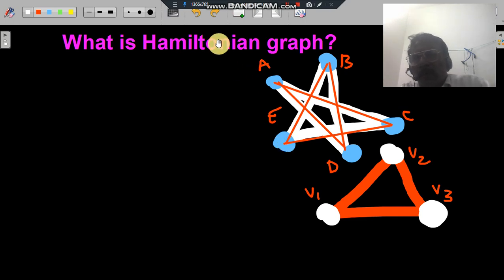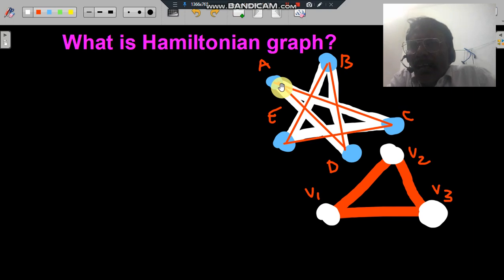Okay, now look again. First vertex A, second vertex C comes only one time. Now E comes only one time, and B is reached only one time, and D appears only one time on the way, and A appears only one time. So this is a cycle in which all the vertices lie but only once.